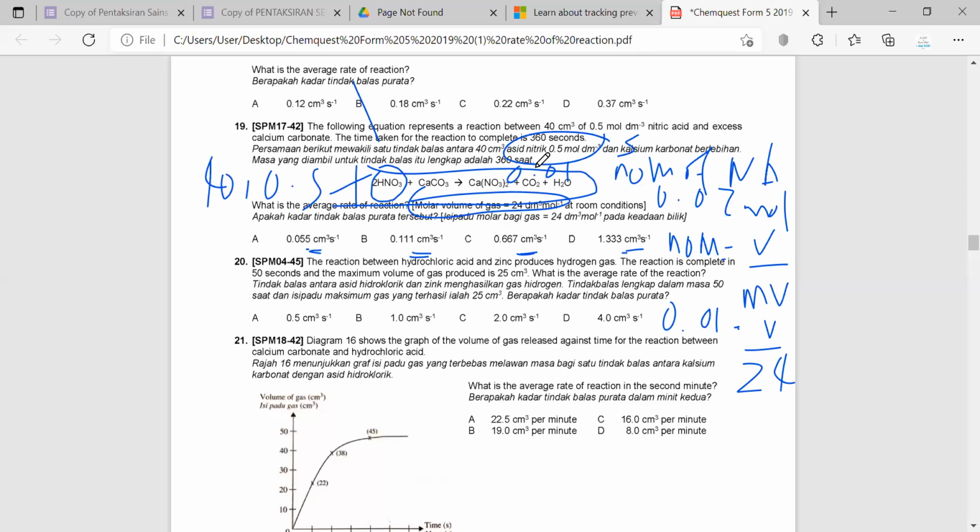0.24. Thank you. Okay, 0.24 is my volume. Very good. Okay, it's in decimeter cube. Can all of you go and see the answer? Answer in centimeter cube, kan?